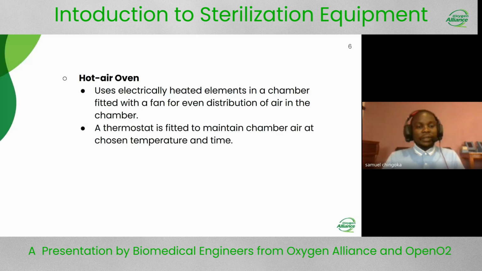Apart from flaming, we achieve dry heat sterilization by also using a hot air oven. Basically, this uses electrically heated elements in a chamber. In the chamber is where we have the objects we want to sterilize. It is fitted with a fan for even distribution of air in the chamber. We also have some control systems, for example, a thermostat that is fitted to maintain the chamber air at the chosen temperature and time that we have set.